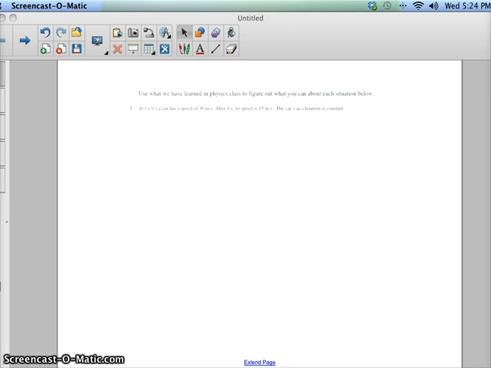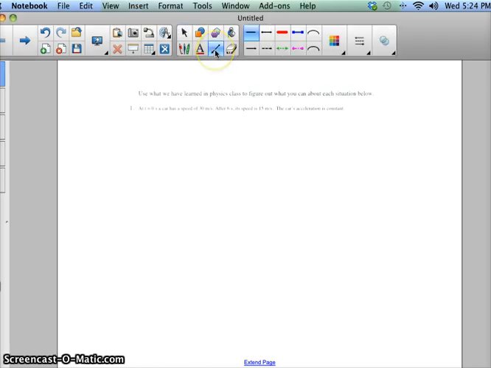And then it says, number one, if t equals 0 seconds, a car has a speed of 30 meters per second. After 6 seconds, its speed is 15 meters per second. The car's acceleration is constant. Okay, so it'd be nice if you just draw sort of a diagram to show what's going on.